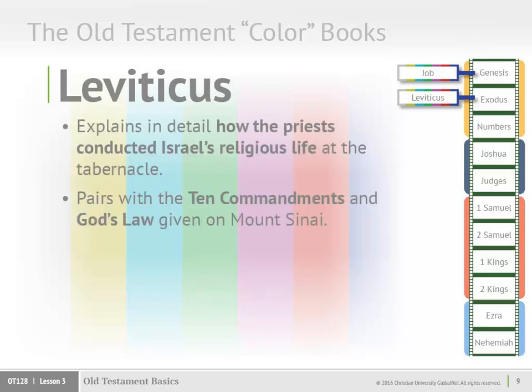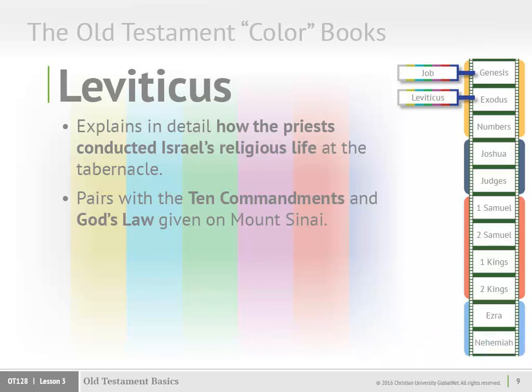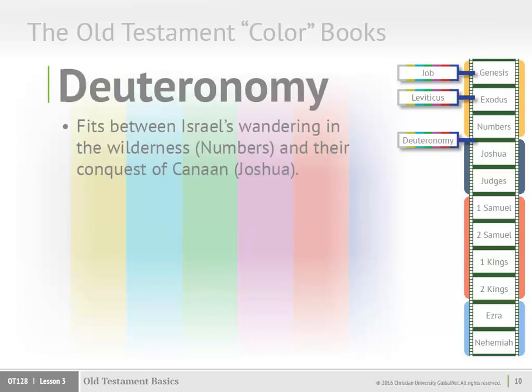The book explains in detail how the priests conducted Israel's religious life at the tabernacle. So we place Leviticus next to the book of Exodus. When you think of Mount Sinai and the 10 Commandments and God's law, that's where the book of Leviticus belongs.